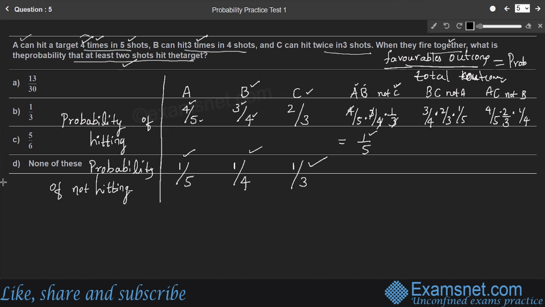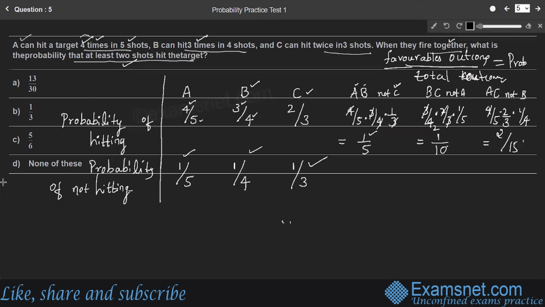So either A or B, not C. And in the second case, 3 and 3 will get cancelled, 2 into 2. So there is a chance of hitting a target 1 time out of 10 shots. Whereas when A and C hit the target, not B, the probability becomes, 4 and 4 will get cancelled, so it is 2 by 15.